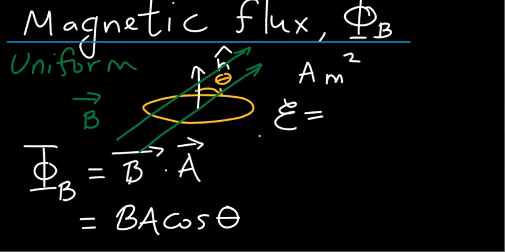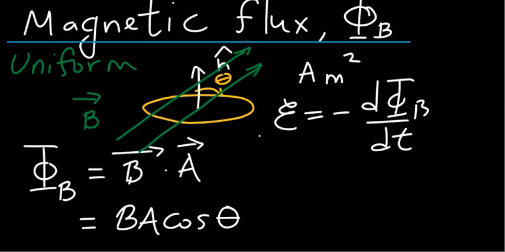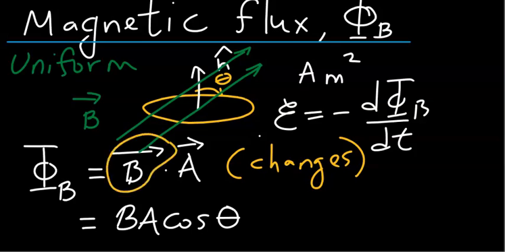Since Faraday's law states induced EMF equals minus the rate of change of that magnetic flux, what are the things that could make the magnetic flux change? Magnetic flux changes when 3 things change. The first, it could be the magnetic field that's penetrating the loop. If magnetic field changes, the flux changes.